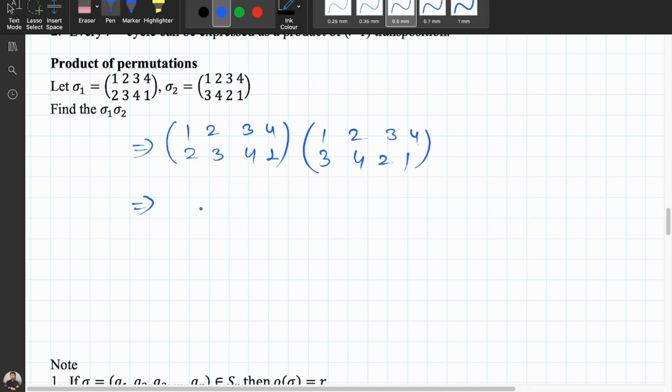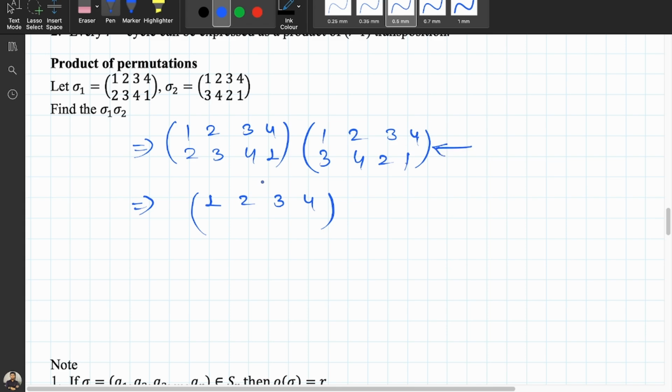If you want to multiply, just count the elements. 4 elements are there, 4 elements are there. What is the minimum? That is 1. What is the maximum? That is 4. Just write the counting from 1 2 3 4, that is, from minimum to maximum, write the counting. Okay, now start from here only.